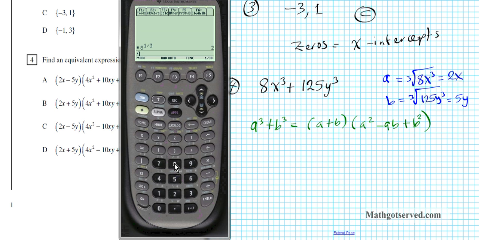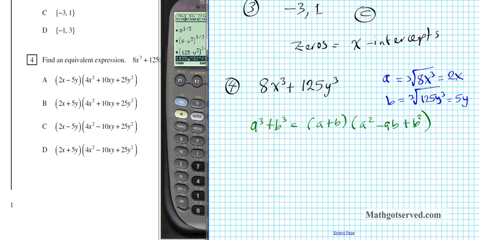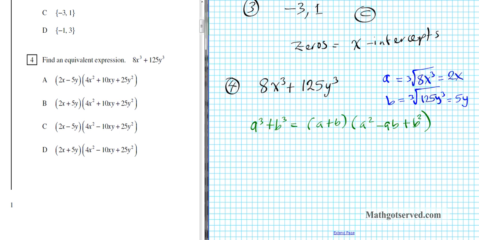Since this is a TI-89, I can evaluate the algebraic expression. So 8x to the third. If I wanted to do the cube root of that, I'll just simply raise it to the 1/3 power. And that's going to give me 2x. Okay, and then if I wanted to do 125y to the third, if I want to find a cube root, all I'll simply do is raise it to the 1/3 power. And the answer is 5y, as we can see here. Okay, all right, now that we have a and b, we're just going to plug it into the formula.